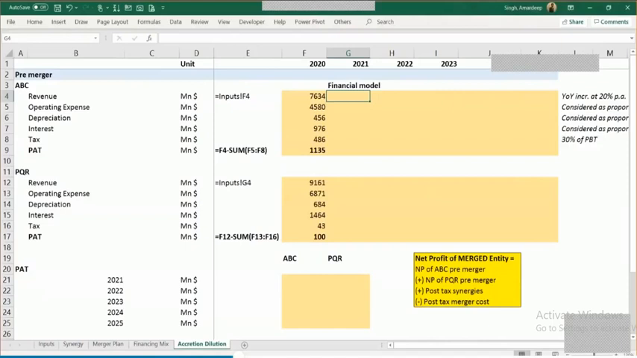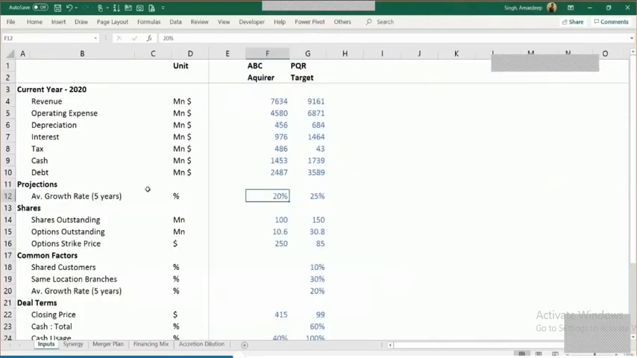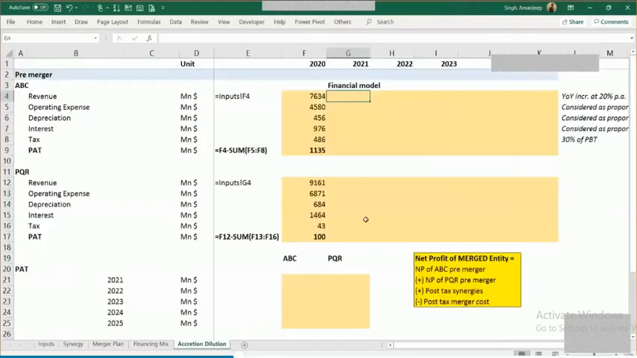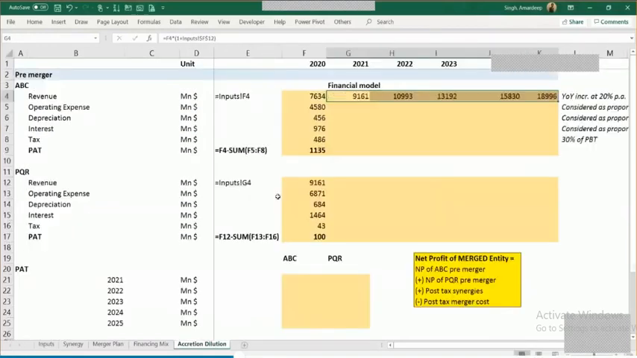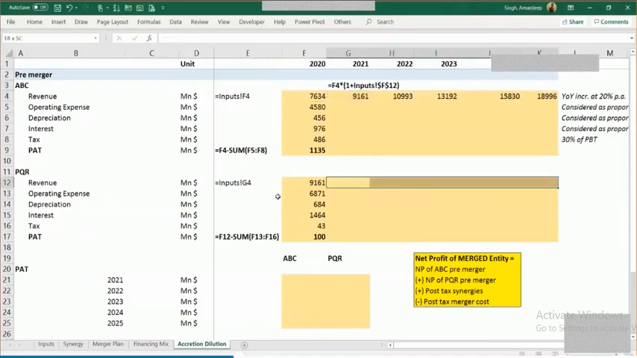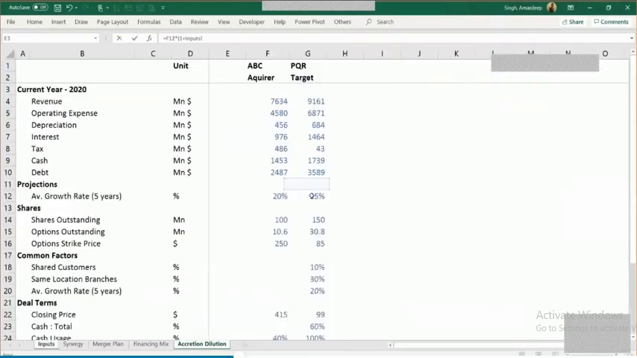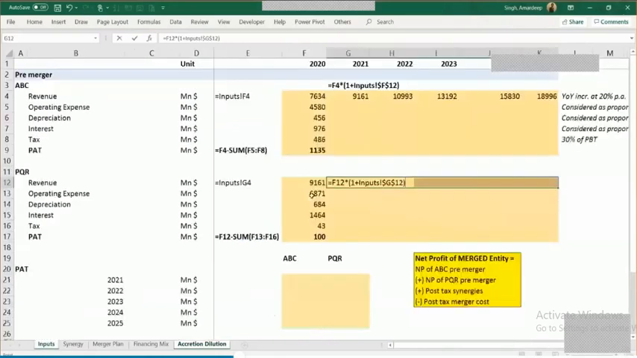So what I'm going to do, you see in the input tab, we had this figure that the growth rate in the projections of ABC is going to be 20%. So I'm going to increase that revenue by 20% every year. You take this and increase it by 20%. Similarly, for PQR as well, you can take the previous year and increase the projections by a 25% assumption or whatever that is. You do it over here.